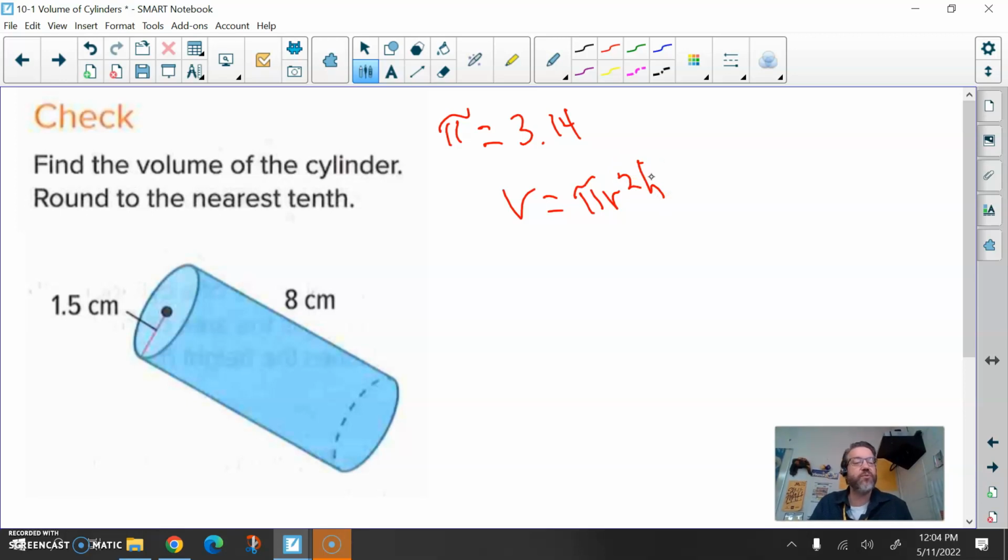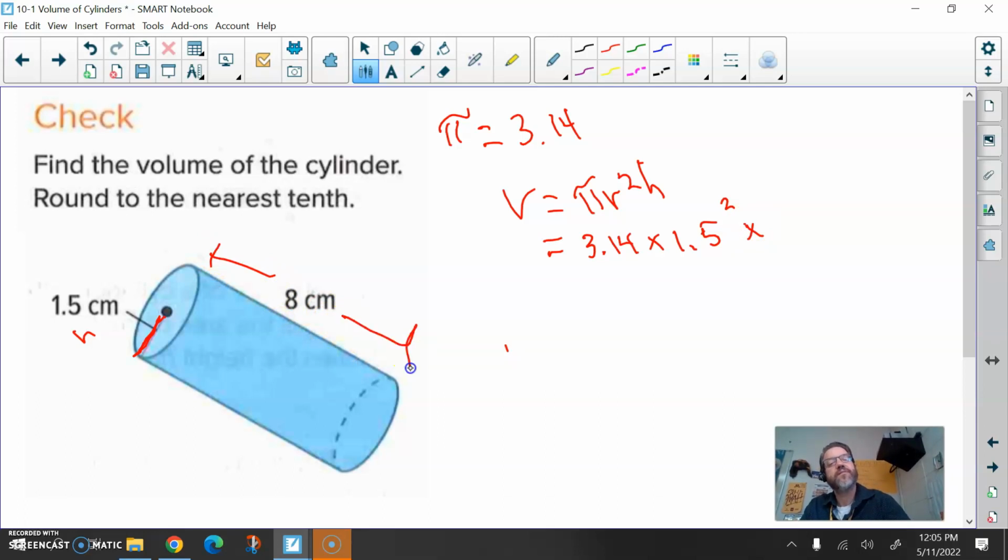Seriously, it's so short and quick. And then we just fill in our values. Pi is 3.14 times r, that's given over here: 1.5 centimeters. See how it's just going from the center of the circle to the outside of the circle? Squared times h, and your height is the distance between these circles, which is 8 centimeters.